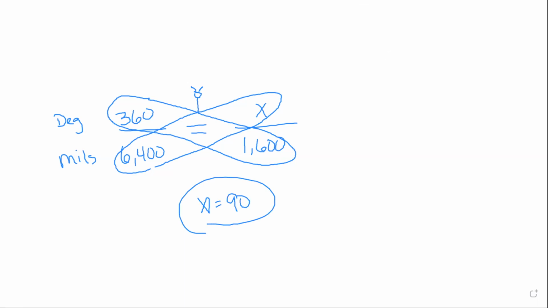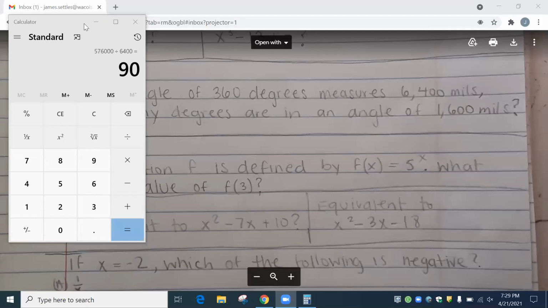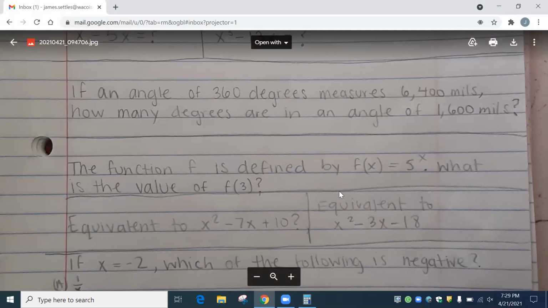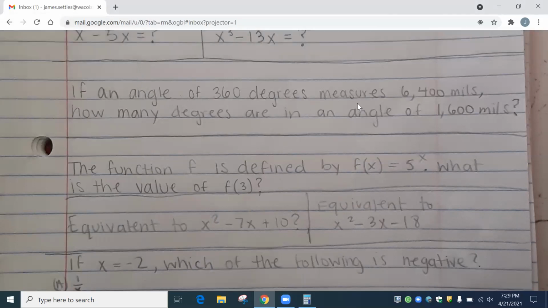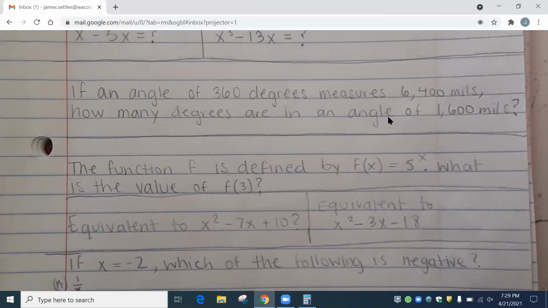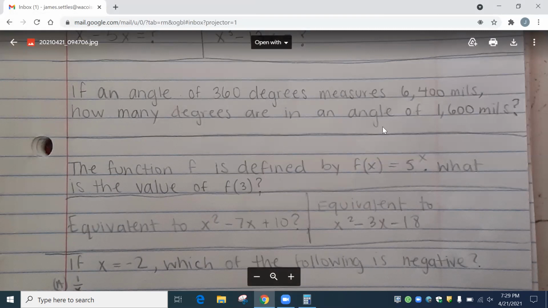Let's go back. Minimize that calculator. All right. So hopefully that kind of makes sense. Like I said, they don't really tell you, hey, this is going to be a proportion. You just have to kind of read it and see the pattern that they gave you degrees in mils. They're looking for degrees at this mils, and you just see that relationship there and know that that's a proportion.